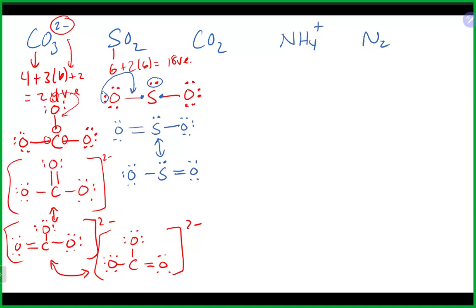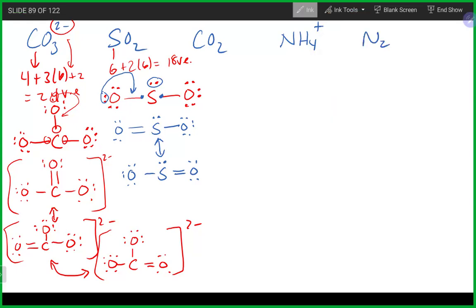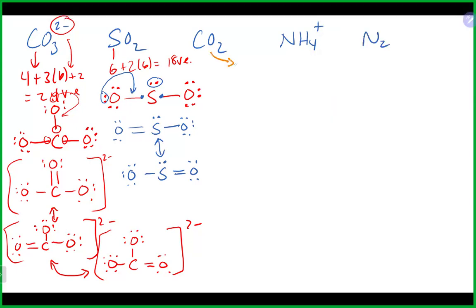Coming to my next one, which is CO2. 4 for the carbon, 2 times 6 for the oxygen, 12, 16. In this case, carbon's going to be in the middle. Oxygen will be on the outsides. Single bond, that is 4 electrons. That means I got 12 more to go. That is 2, 4, 6, 8, 10, and 12.